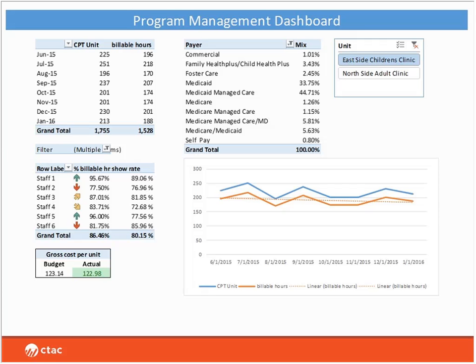I see a small downward trend, but it's not significant in my productivity. I'm looking at my Medicaid managed care and old fee-for-service. That's about where I expected it to be. I see that I have sort of 86% on the billable side, but my gross cost is good. And again, we try to look at things in relationship to others. And as a manager, these are the pieces that I'm watching and tracking.